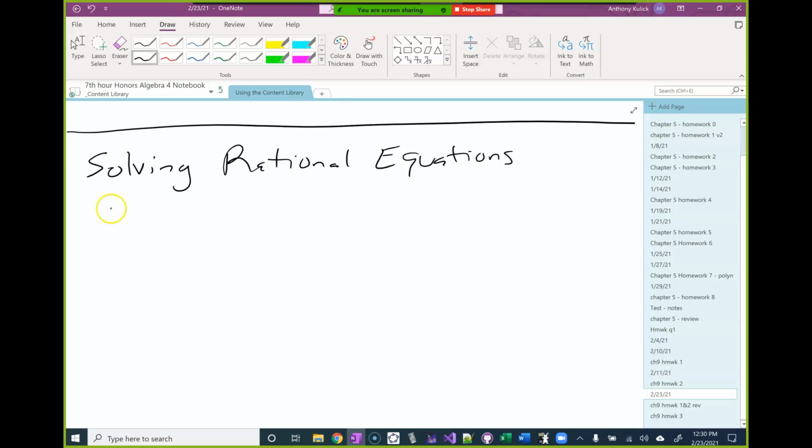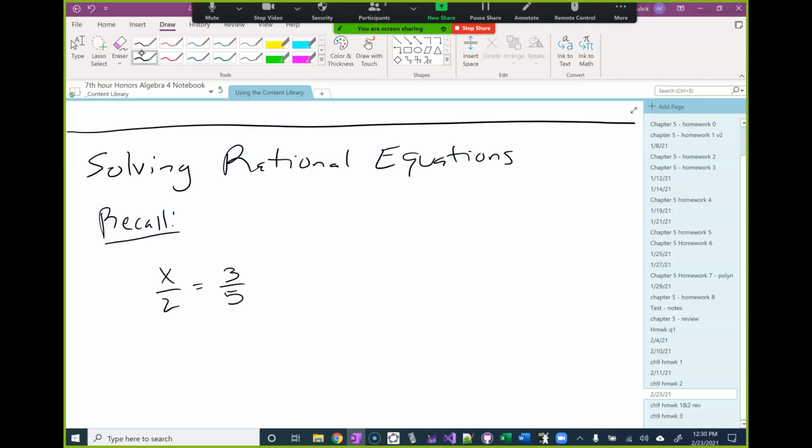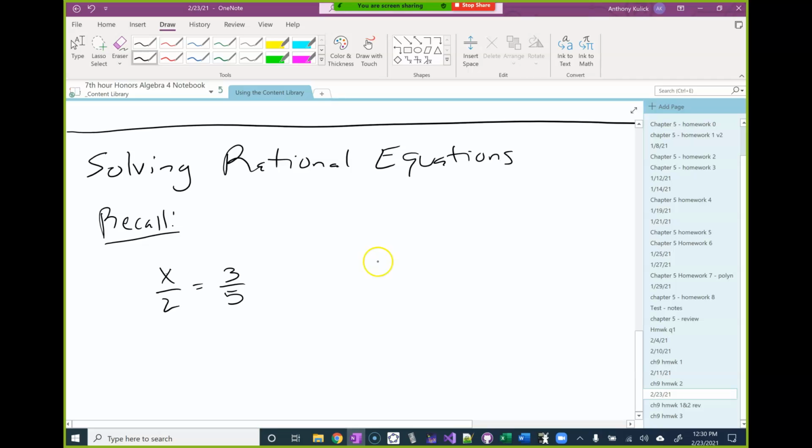Do you guys remember the strategy that you use to solve a proportion? Yeah, this is where we cross multiply, right? Cross multiplication is not for fractions, it's how we solve a proportion. So x times 5 is 5x, and then 2 times 3 is 6, so this just turns into the equation equal to 6.